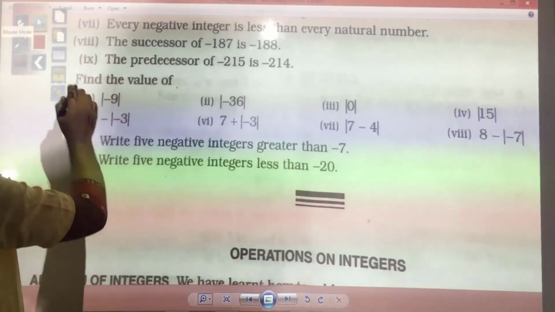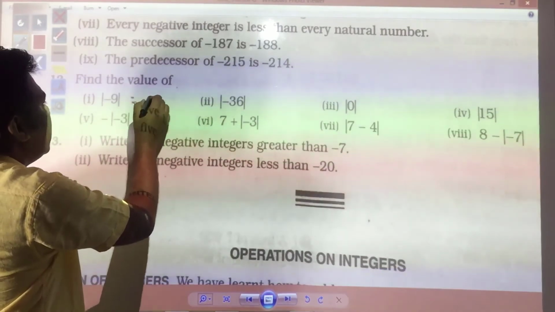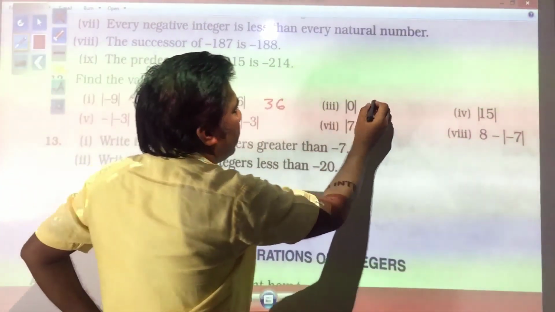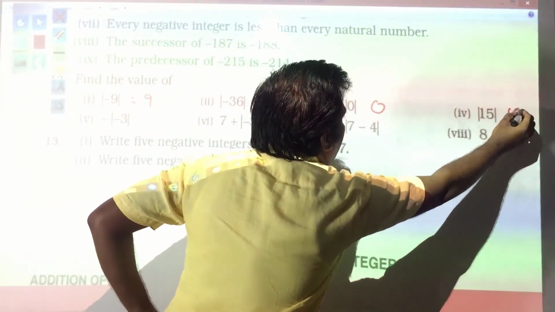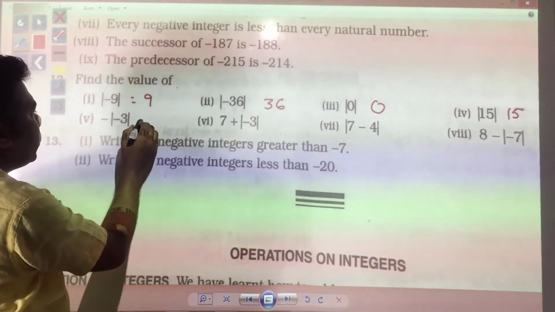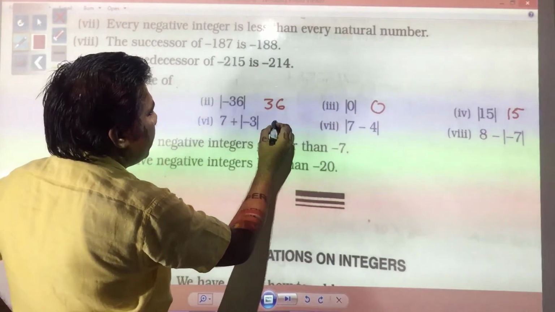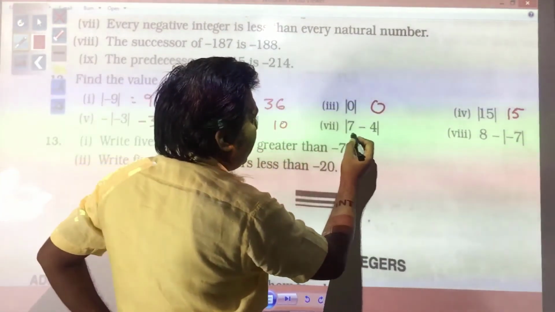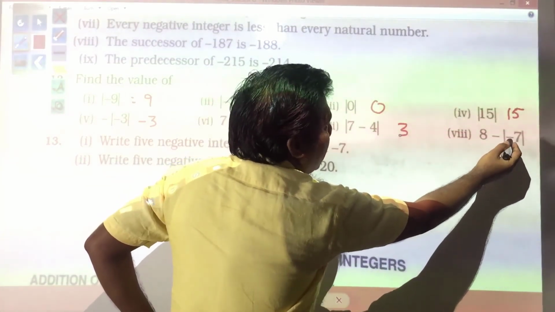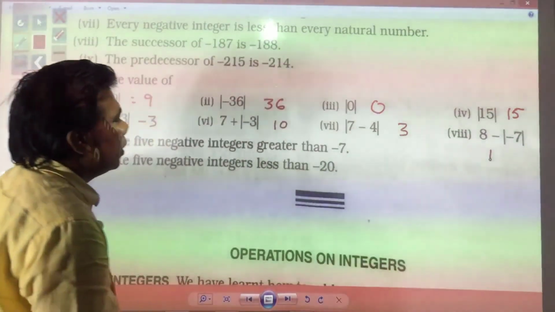Find the value of -9. This is so easy. Absolute value of this will be 9. Absolute value of -36 will be 36. This will be 0. This will be 15. Here you have minus and that is why this will be minus 3. Here you have 7 plus 3, it means 10. Here you will have 7 minus 4 and that is 3. 8 minus minus 7, so here you see this will become 8 plus 7. So, 8 minus 7 is equal to 1.